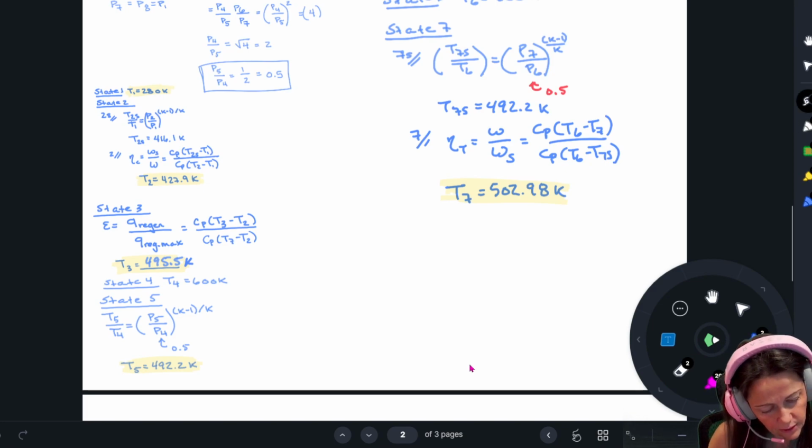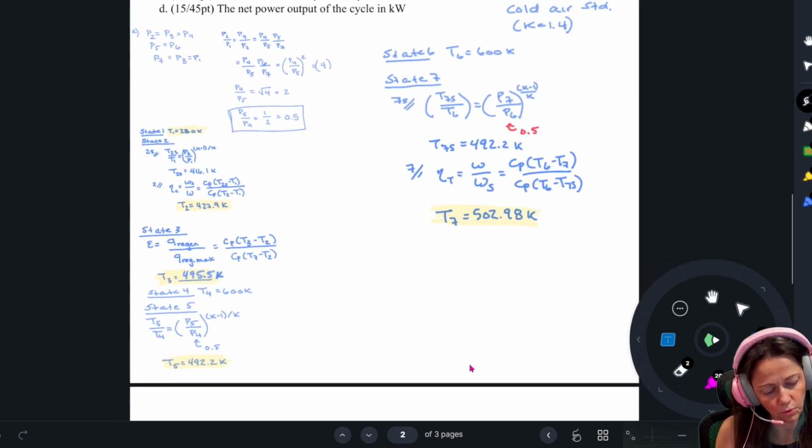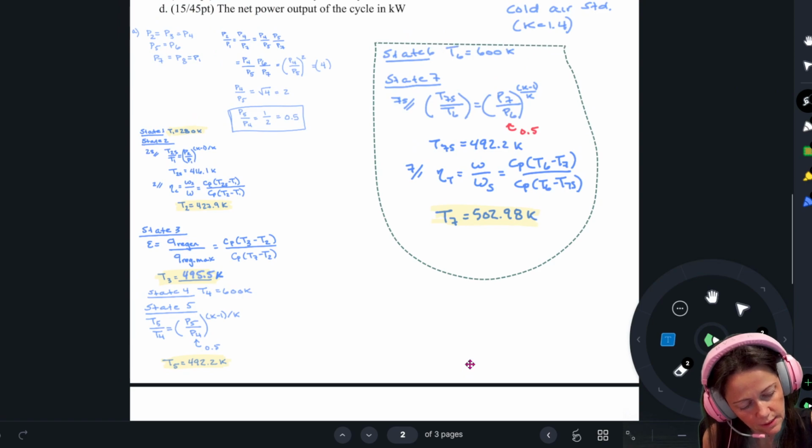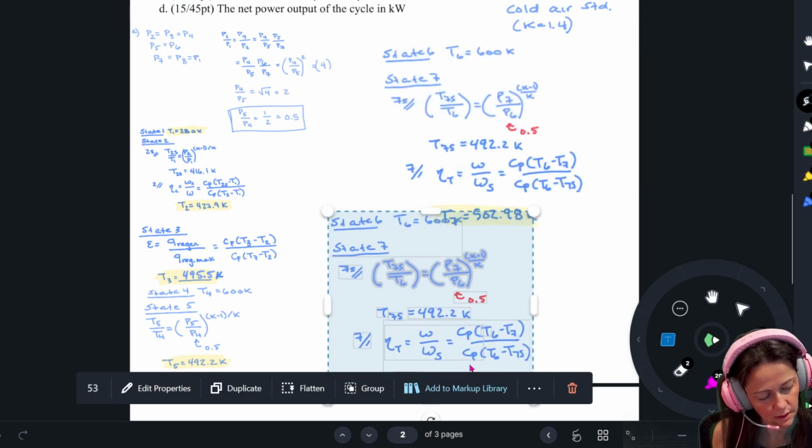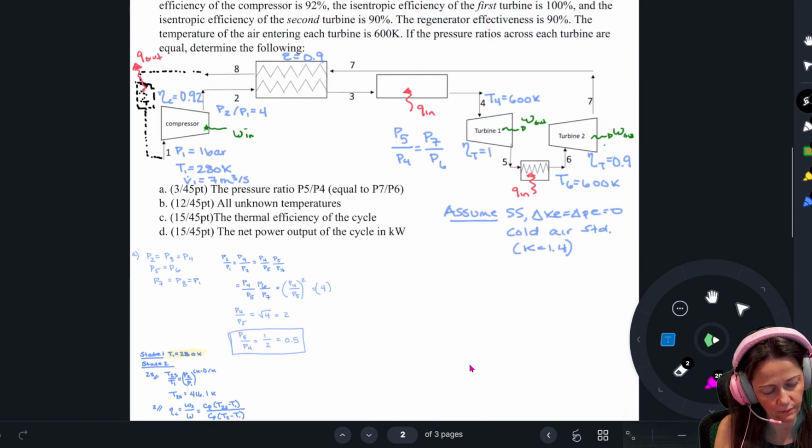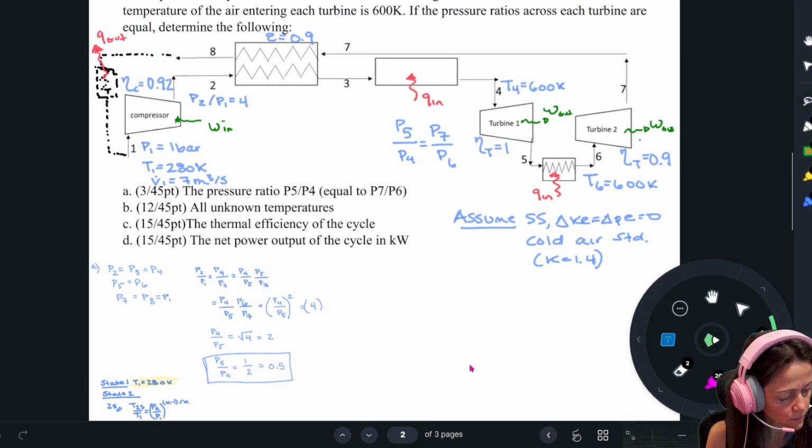So, moving these guys down a little bit, that way I can have the picture in here. All right.